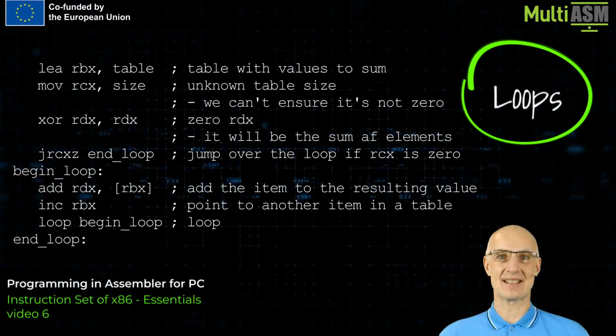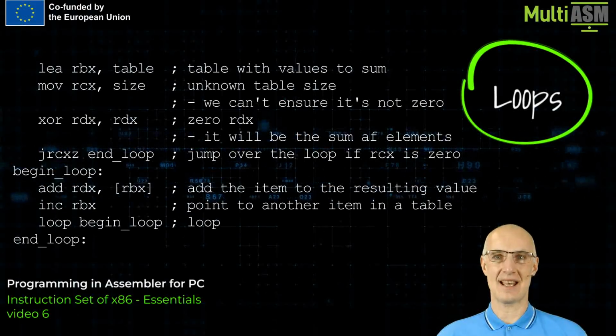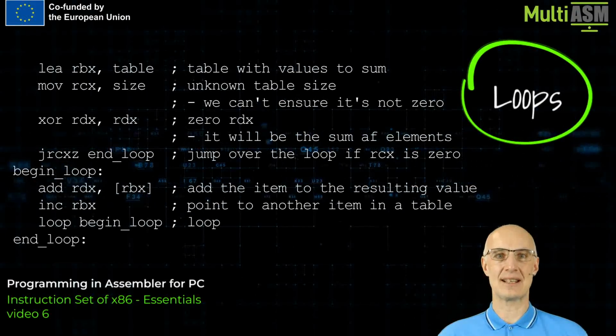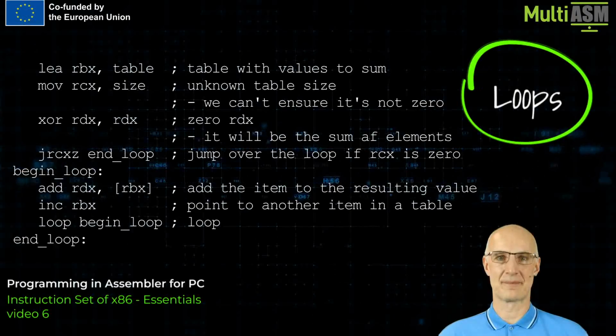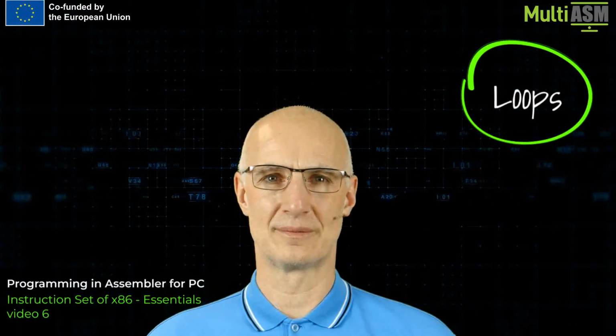The JCXZ, JECXZ, and JRCXZ instructions can help to jump over the entire loop if the counter register is 0 at the beginning. There are also conditional versions of the loop instructions, which allow finishing the iteration process before the counter reaches 0. The loope or loopz instructions continue the iteration if the counter is above 0 and the zero flag is set. The loopne or loopnz continues iteration if the counter is above 0 and the zero flag is cleared.